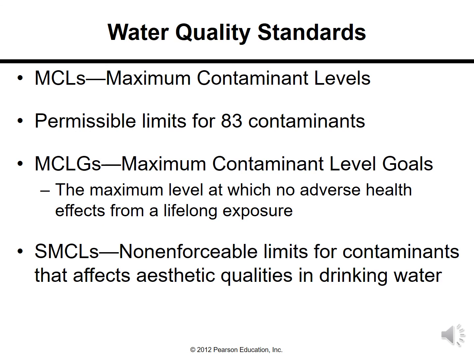Water quality standards. MCLs, that means maximum contaminant levels. Permissible limits for 83 contaminants. MCLGs means maximum contaminant level goals, the maximum level at which there are no adverse health effects from a lifelong exposure. SMCLs, non-enforceable limits for contaminants that affect aesthetic qualities in drinking water. So these are some abbreviations that you should understand when you talk about water quality standards.